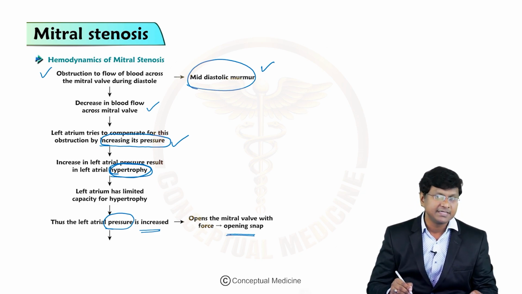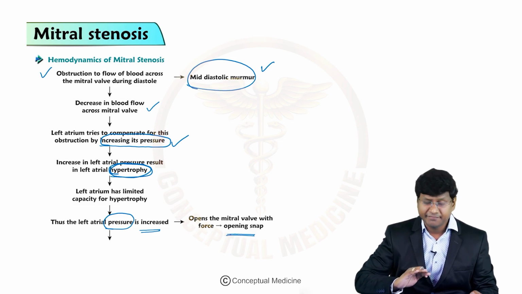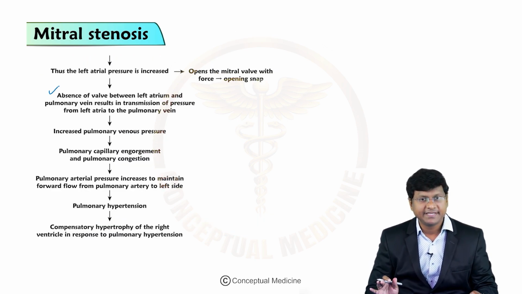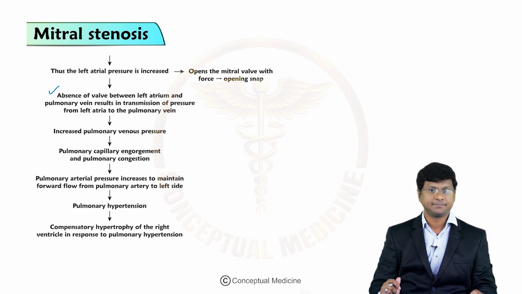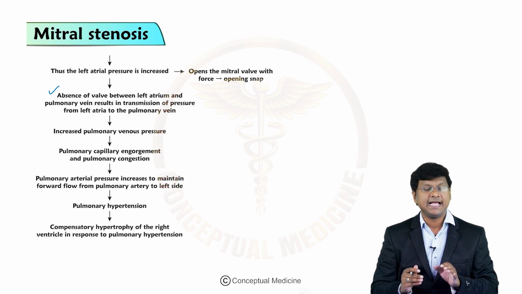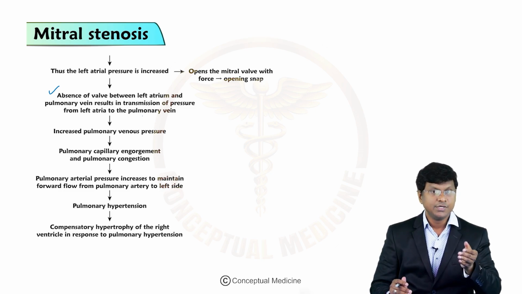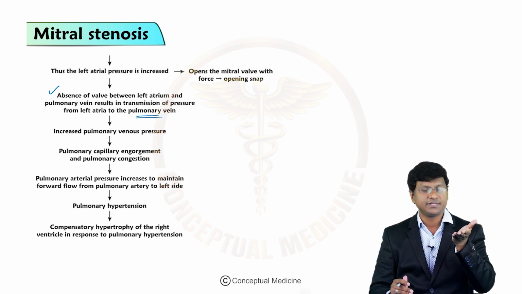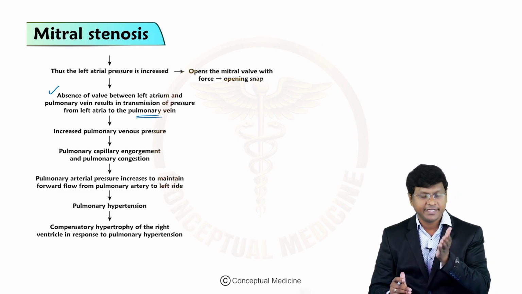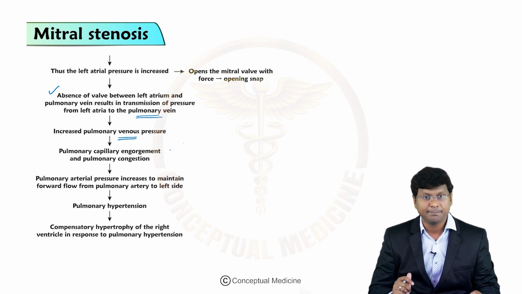So here in mitral stenosis, the mitral valve opens with force, and thereby the individual will have the opening snap. Now another point is, there is absence of a valve between the left atrium and pulmonary veins. So the pressure which is increased within the left atrium will be transmitted to the pulmonary veins.